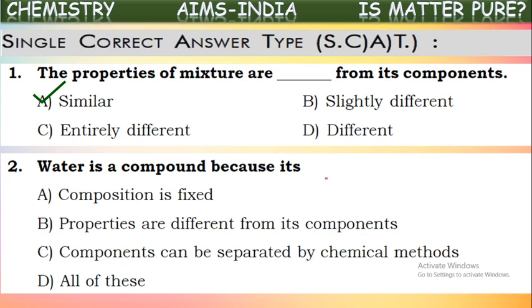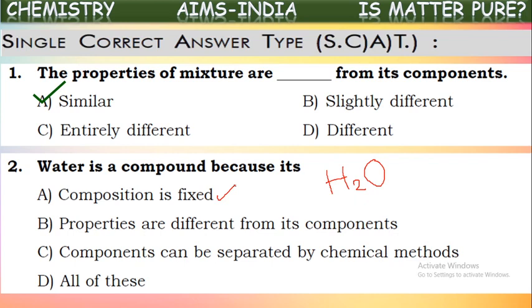For example, if we take water itself, we know its molecular formula as H2O. That means in one molecule of water, there are two hydrogen atoms and one oxygen atom chemically combined. This composition is fixed wherever you take the water. However you prepare water, when it is formed, it will be formed with this combination only. So for a compound, the composition is always fixed. For water also it is fixed. Water comes under compound, so it is a correct statement.